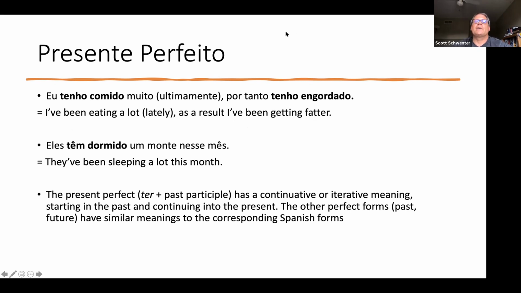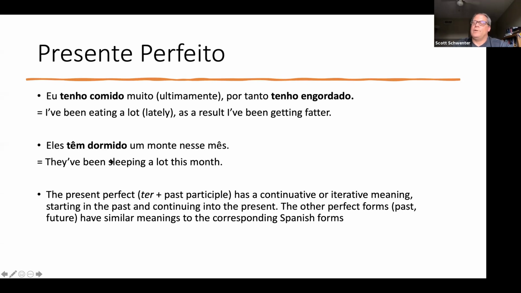Typical pandemic sentence. Though hopefully we won't have to go through that again, right? Or something like eles têm dormido monte nesse mês, right? They've been sleeping. Monte is montão, right? Monte nesse mês. No, they've been sleeping a lot this month. So it has this meaning of something that started in the past and continues and iterates right into the present, right?